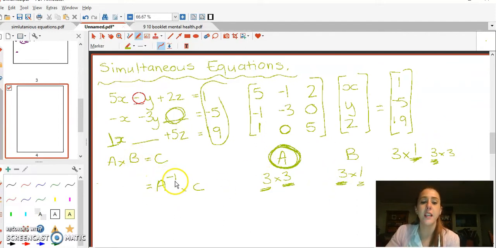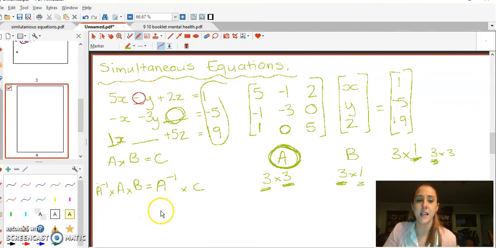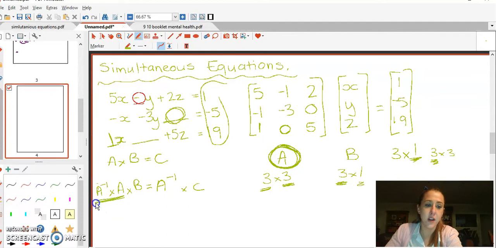So we're going the inverse of A multiplied by C, and remember what we do to this side we have to do to the other side. So the inverse of A multiplied by A multiplied by B. Now right back at the start of looking at the inverse, we learnt that the inverse of A multiplied by A will actually give us the identity matrix. So it's the identity matrix multiplied by B equals the inverse of A multiplied by C.